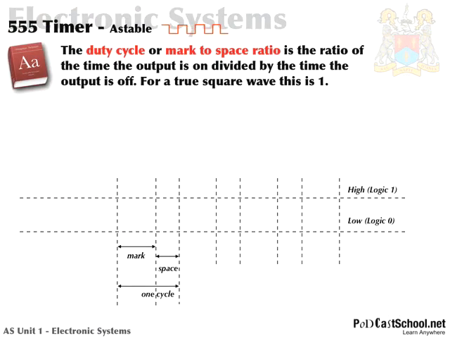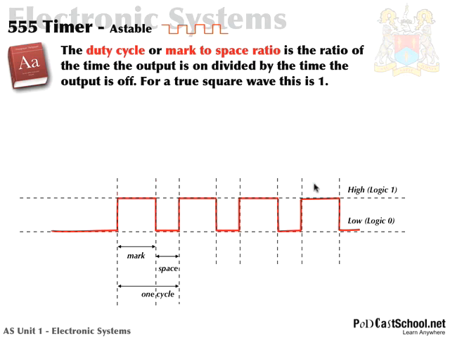Okay, so the duty cycle, or the mark to space ratio, is the ratio of time the output is on divided by the time the output is off. In other words, the mark is the time when it's on, the space is the time when it's off. And if you add the mark and the space time together, that in fact is one cycle, because between those points, between here and here, it's a repetition. We could make the full wave just by repeating this bit.